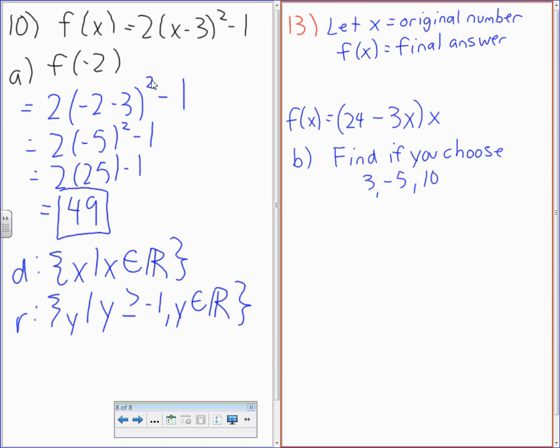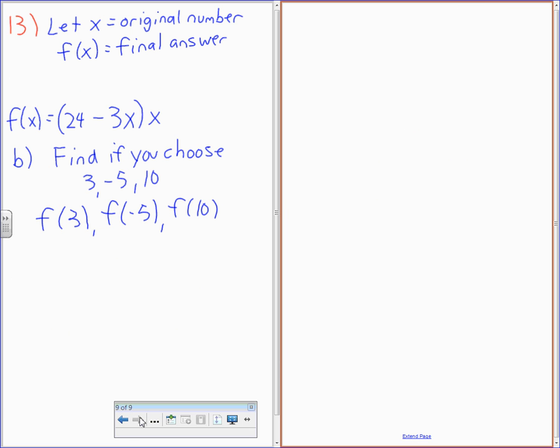Okay, what does it say? If you choose 3, -5, and 10, what does that mean? Chan, go ahead. Right on. So all I'm finding here is f of 3, f of -5, and f of 10, which I'm not going to do. That's just calculate or work. What I am going to do is the C part. Let me put a star beside this one. C says, find the maximum possible answer.